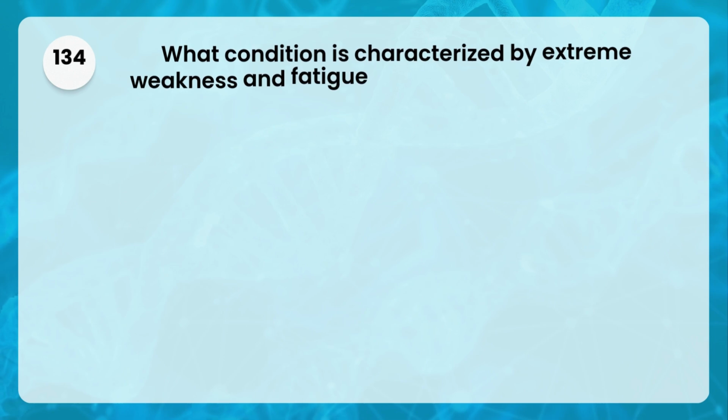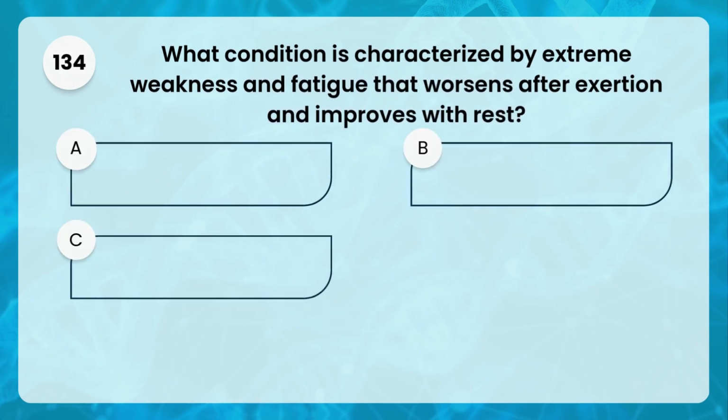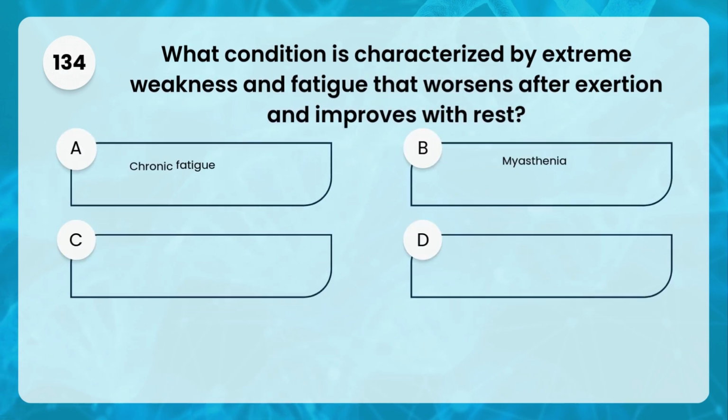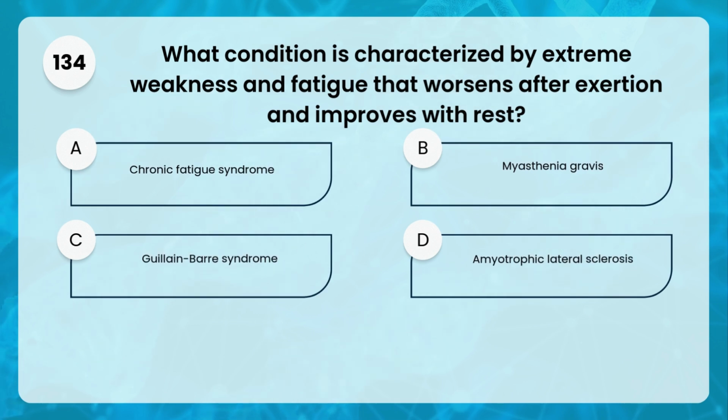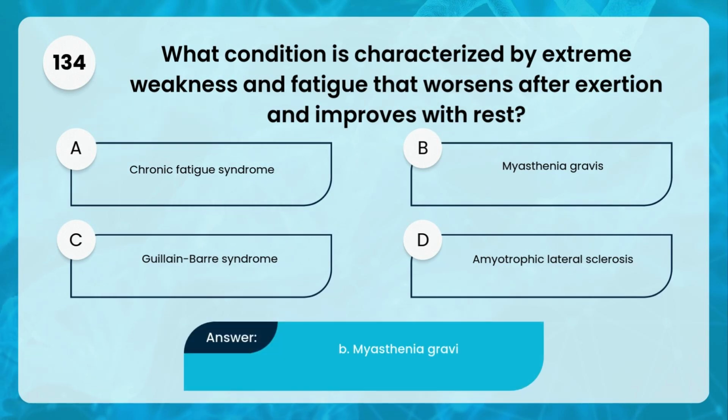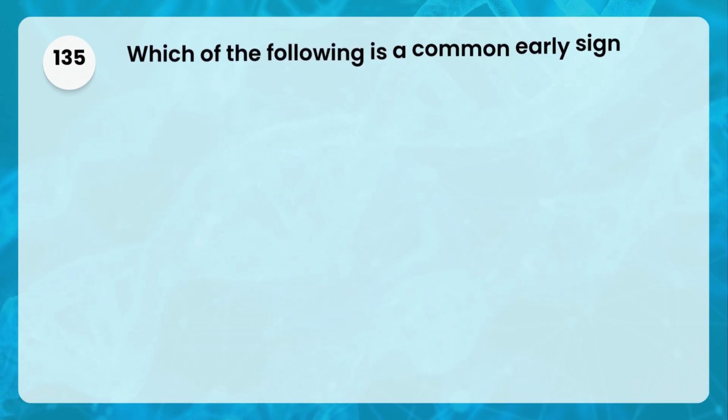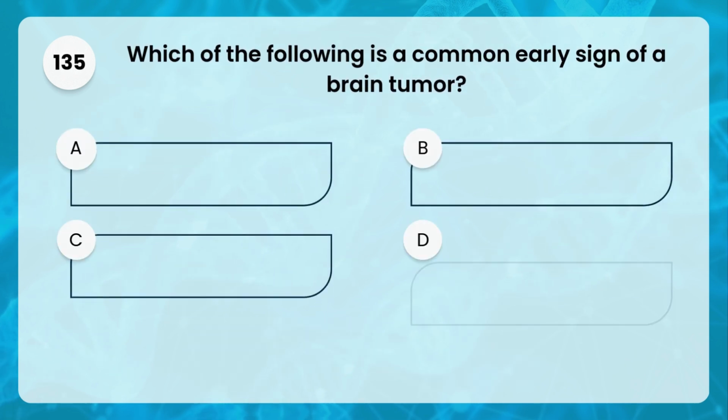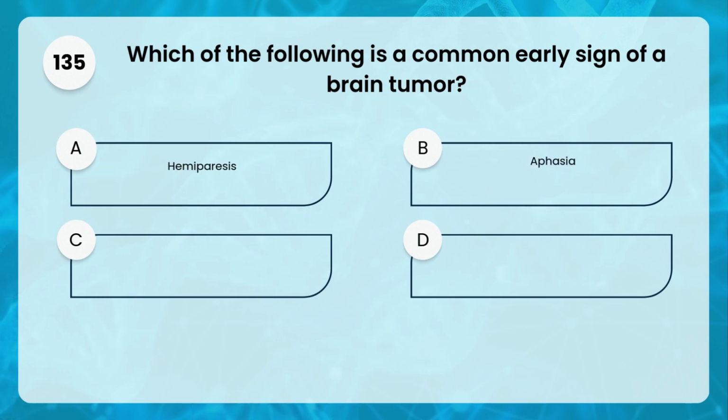Number 134. What condition is characterized by extreme weakness and fatigue that worsens after exertion and improves with rest? A. Chronic fatigue syndrome, B. Myasthenia gravis, C. Guillain-Barré syndrome, or D. Amyotrophic lateral sclerosis. The answer is B. Myasthenia gravis.